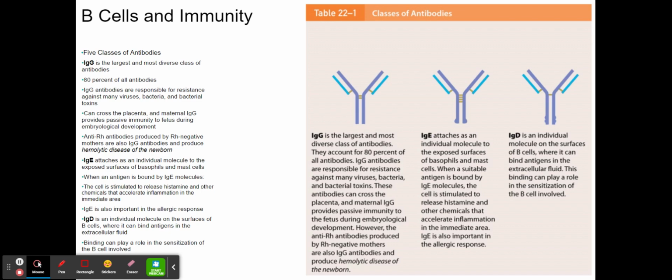IgE attaches as an individual molecule to the exposed surface of basophils and mast cells. When an antigen is bound by IgE molecules, the cell is stimulated to release histamine and other chemicals that accelerate the inflammation of the immediate area. IgE is also important in the allergic response. IgD is an individual molecule on the surfaces of B cells, where it can bind antigens in the extracellular fluid. This binding can play a role in the sensitization of the B cells involved.